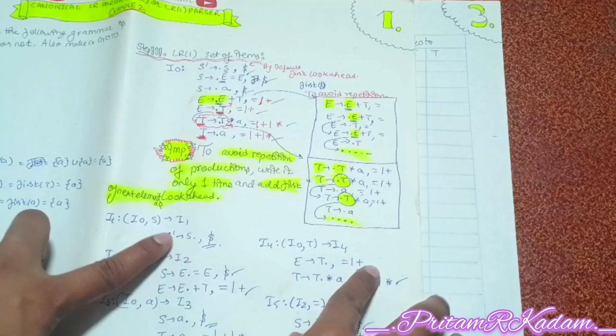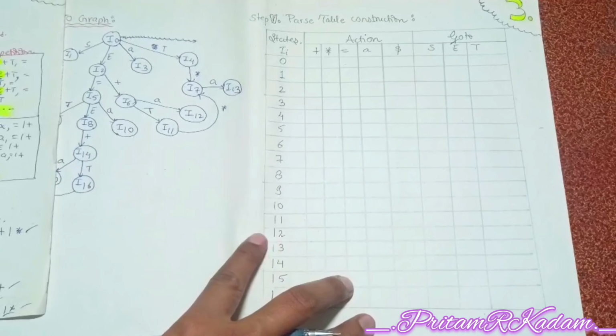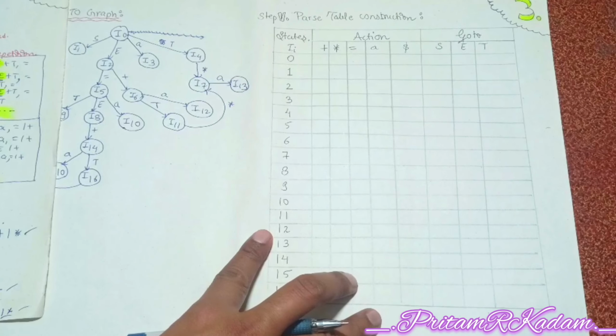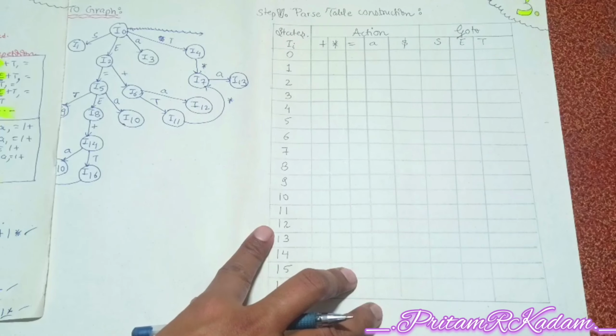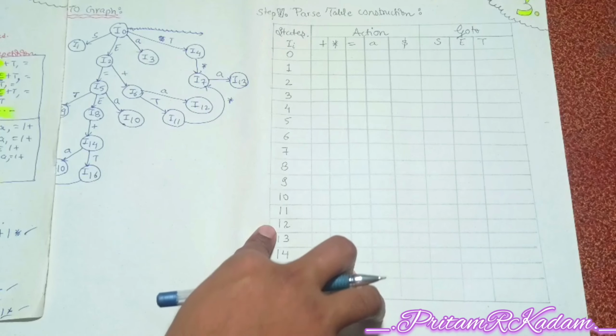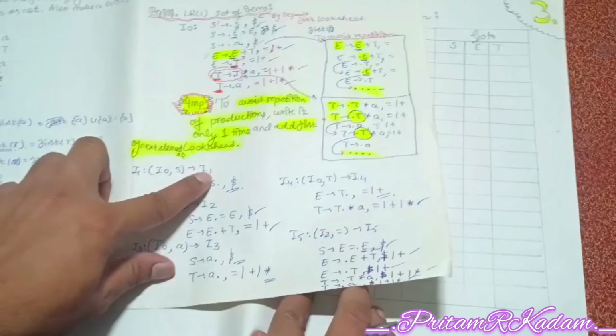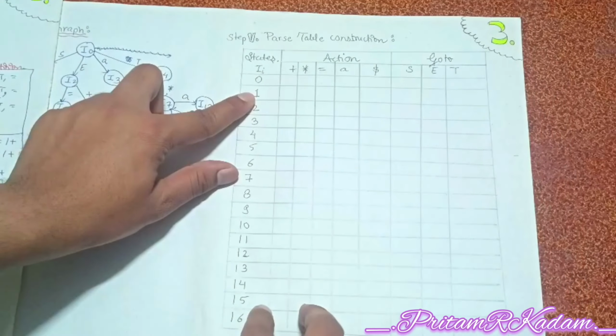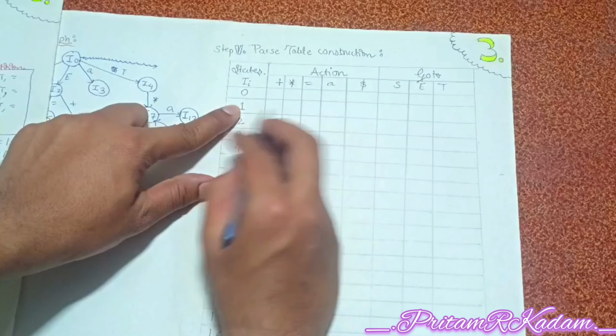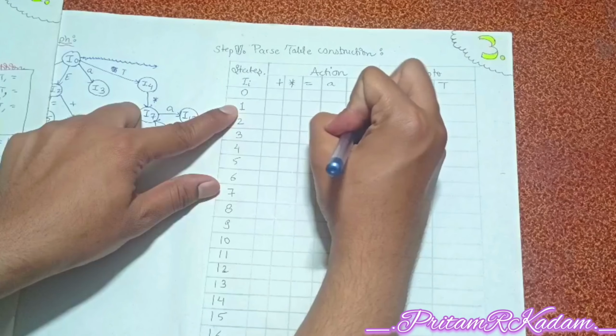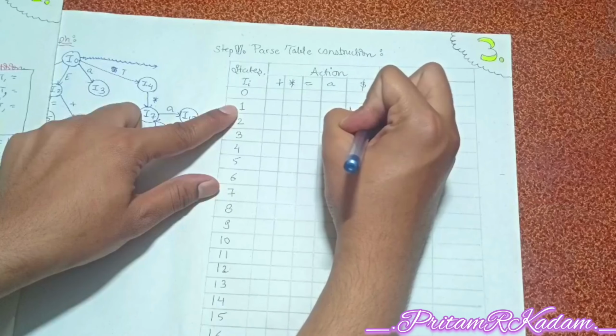Okay, so first of all, we will write accept under the dollar and in state 1, because that's where the original starting symbol was ended. Okay, you can see I1 and S dot. So in 1 under dollar I have to write accept. So let me just write accept over here.